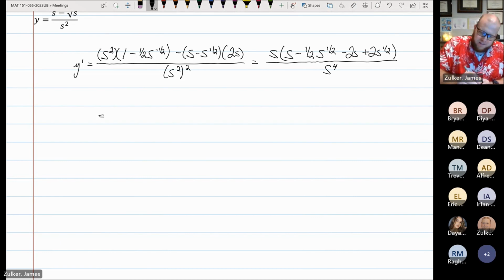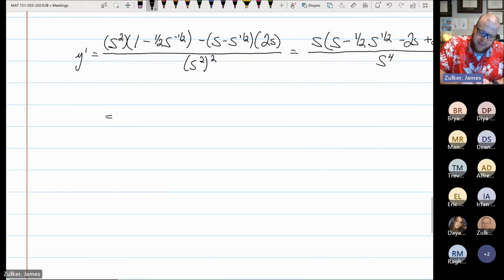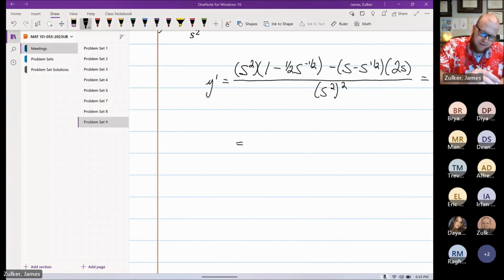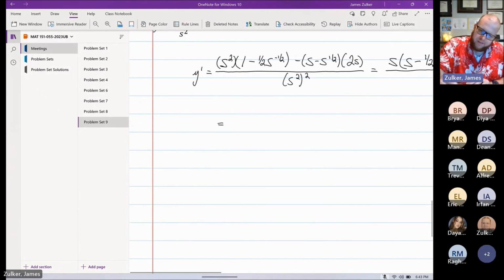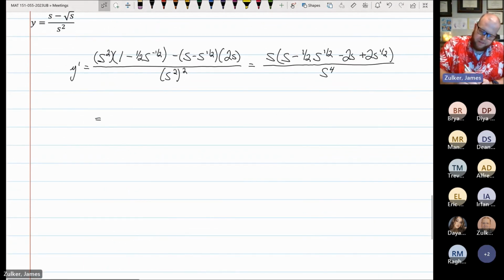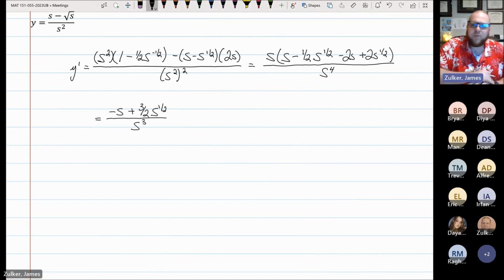That's nice. Numerator, we're going to have what? Negative S. Why did it just zoom in? All right, negative S. And then what? Looks like 3/2 S to the 1/2 power, all over s cubed.